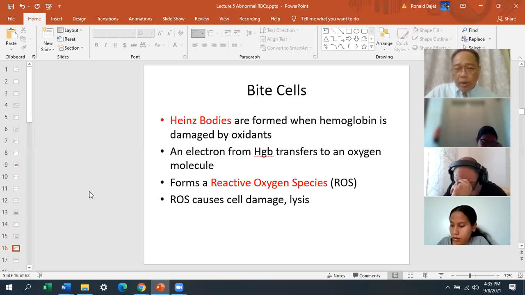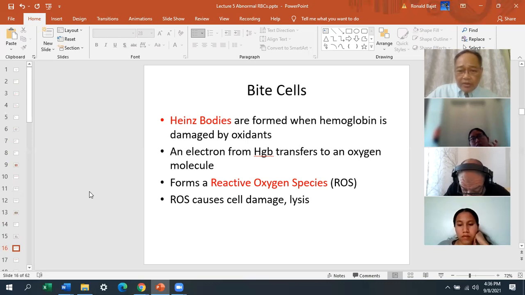Heinz bodies are formed when hemoglobin is damaged by oxidants. Okay, oxidants are things that are toxic to your body, chemicals or toxins that harm your body, specifically hemoglobin. So in the presence of oxidants, an electron from the hemoglobin transfers to an oxygen molecule. Okay, you know, hemoglobin and oxygen, the relationship, right? Well, an electron from hemoglobin is transferred to an oxygen molecule. And what that forms is a reactive oxygen species.